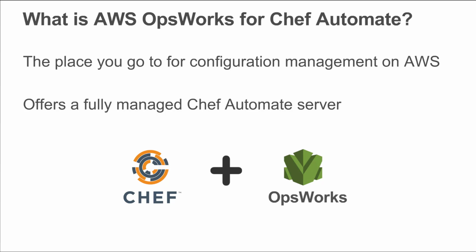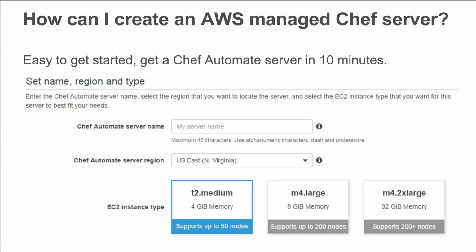So what's the difference then? Well, OpsWorks for Chef Automate is a fully managed single-tenant Chef Automate server. This means all you need to do is create the server in the AWS console by selecting a handful of options. It's really pretty easy to get started. So once you're logged into the AWS console, you can select OpsWorks and then the OpsWorks for Chef Automate option. And there's a button there that says Create Chef Automate Server. Next, you'll see a screen like this.